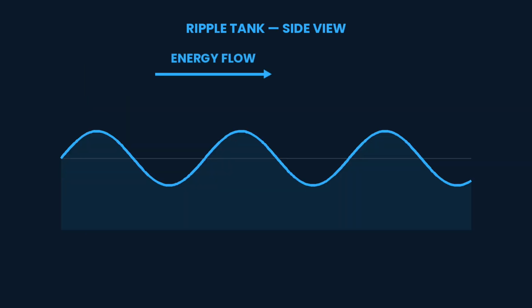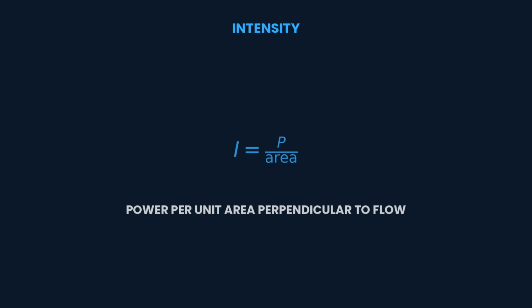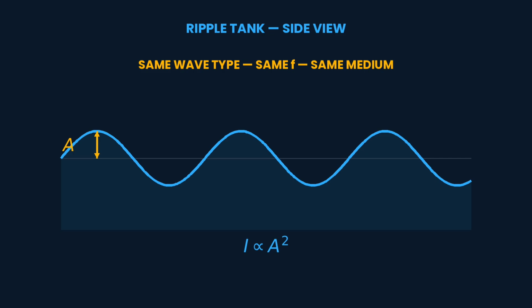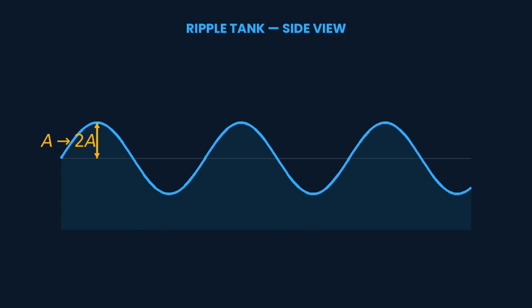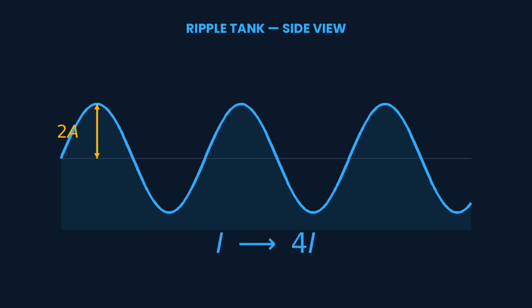A progressive wave transfers energy. Its intensity is power per unit area perpendicular to the energy flow. For the same type of wave, with frequency, medium, and other conditions unchanged, the intensity is proportional to the amplitude squared. Double the amplitude and the intensity becomes 4 times as large, not twice as large.